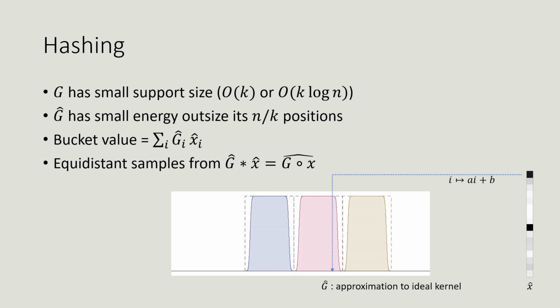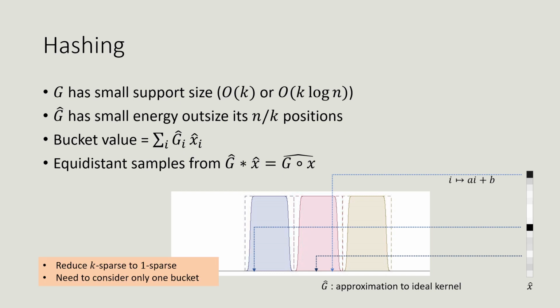And if we hash all n frequencies into O of k buckets, we would expect the majority of the heavy hitters to land in different buckets. For a bucket containing a single heavy frequency, if the tail contribution to that bucket is small, the bucket value is a good approximation to the value of x hat at that frequency. Hence, the main question is to recover the index of the heavy frequency in each relevant bucket. This reduces our problem from k-sparse x hat to 1-sparse x hat, and from k buckets to 1 bucket.